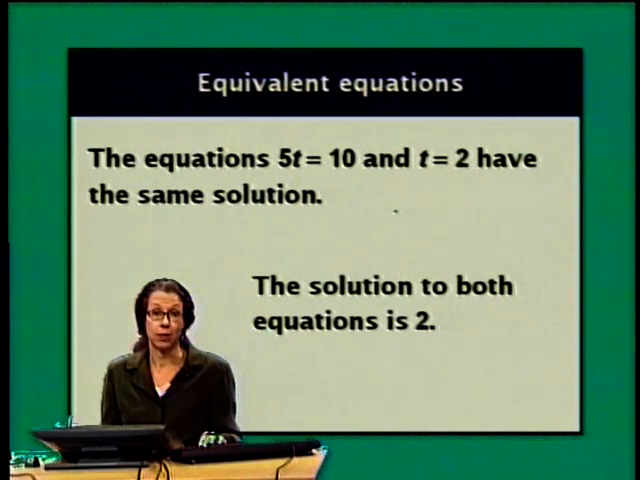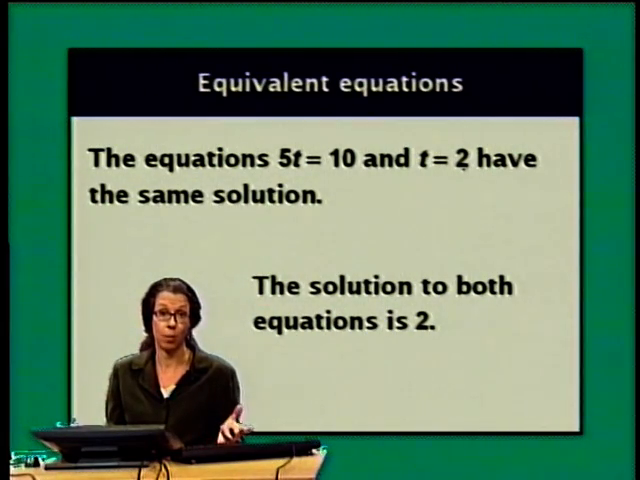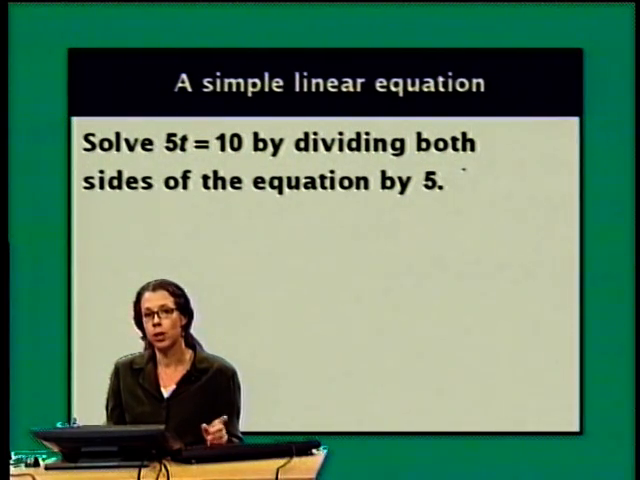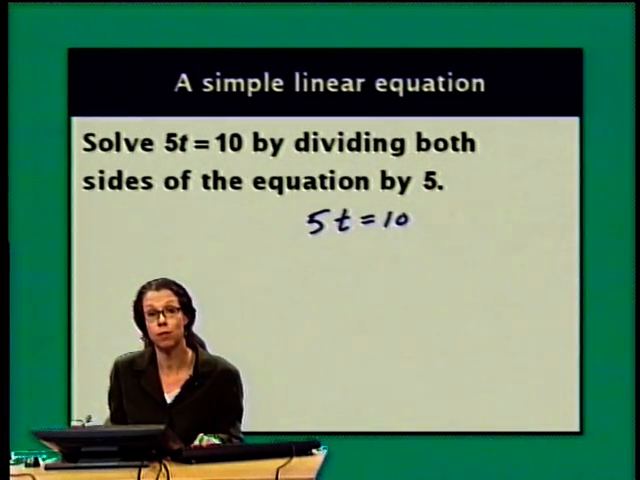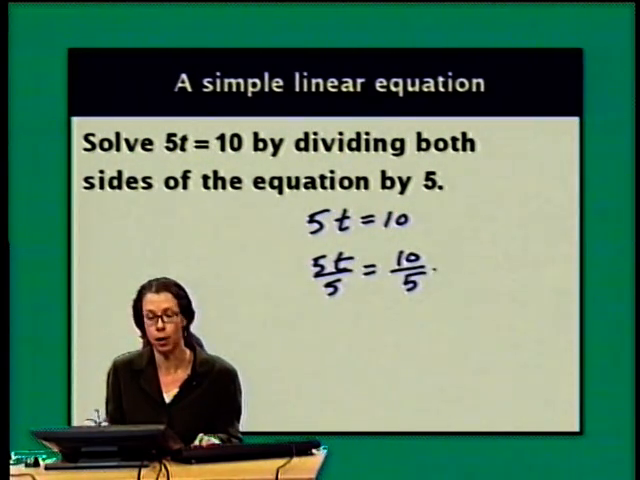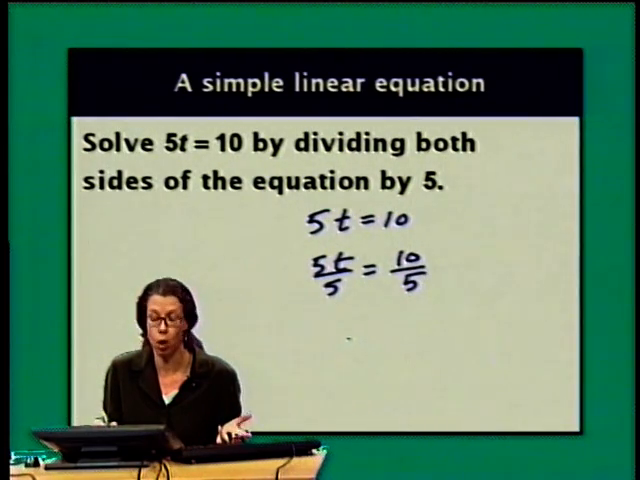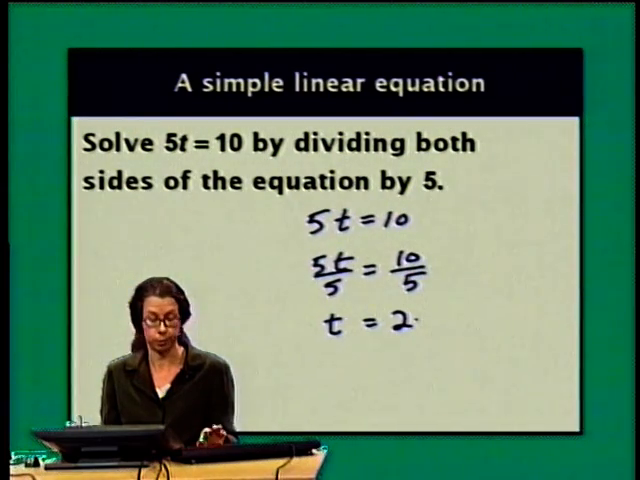So those two equations have the same solution, they're equivalent. The solution to both equations is 2. So our goal again is going to be to go from 5t equals 10 to t equals 2 using some algebraic properties so we can solve more types of equations. So here's one strategy. Let's start with 5t equals 10 and let's divide both sides of the equation by 5. So 5t divided by 5 should equal 10 divided by 5. 5 divided by 5 is 1. And we end up with that equivalent equation, t equals 2.